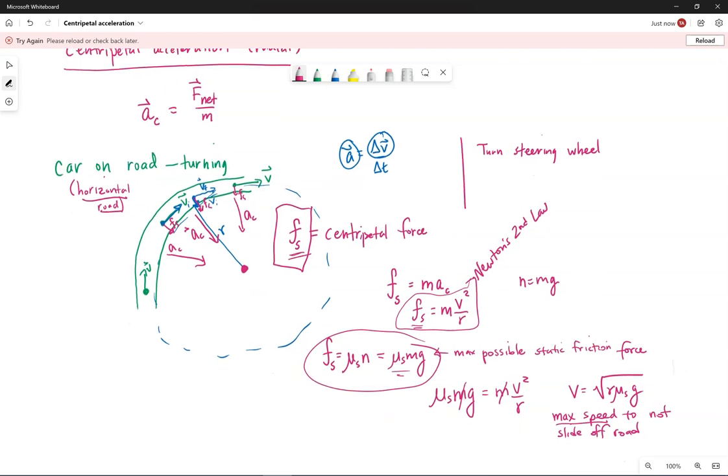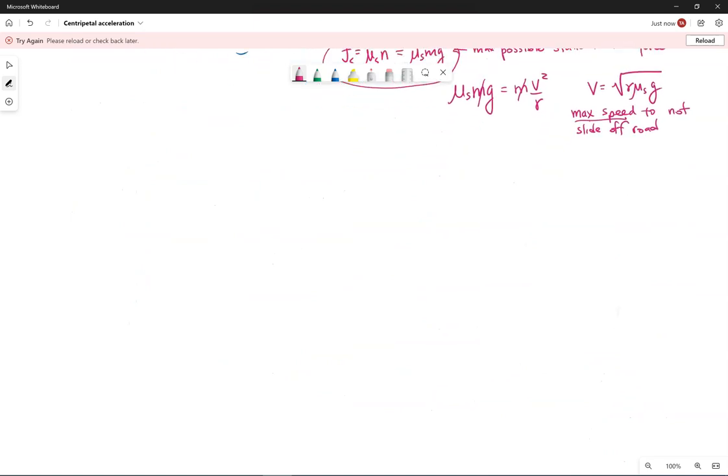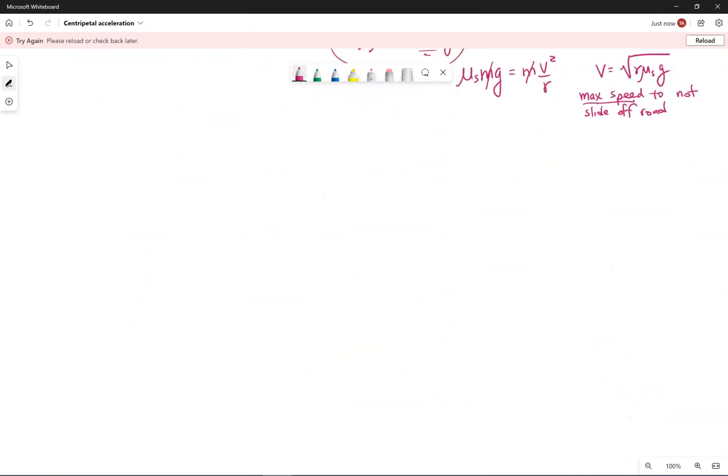Another example, you may have seen a pendulum before. We call this a simple pendulum. If I have a mass on the end of a string, I pull it to the side and let go, I know it's going to swing back and forth.